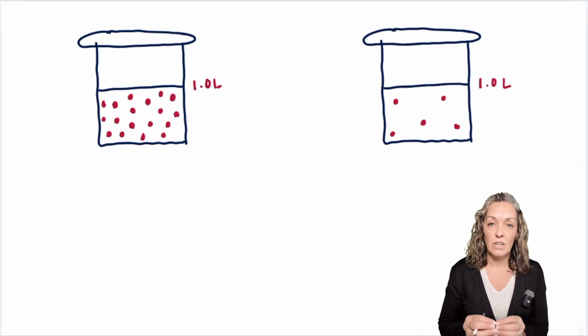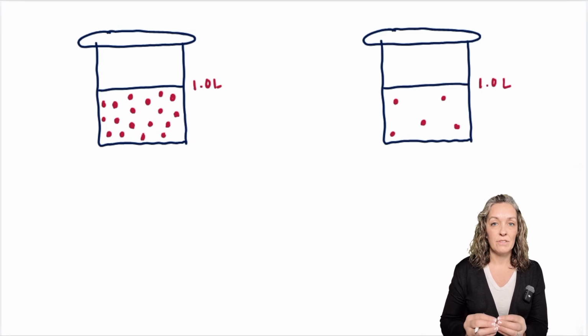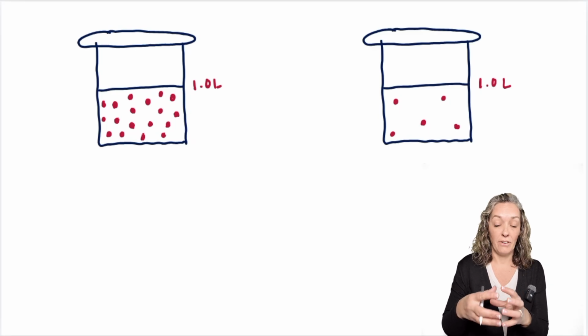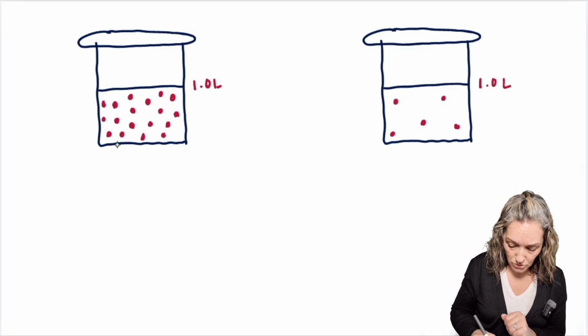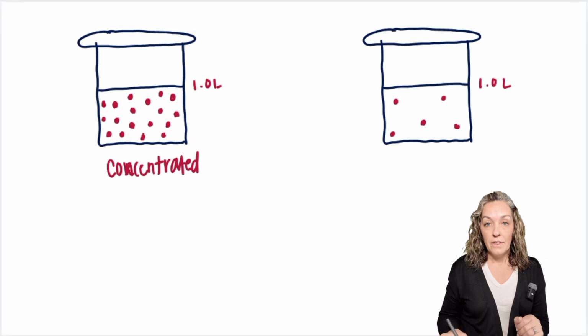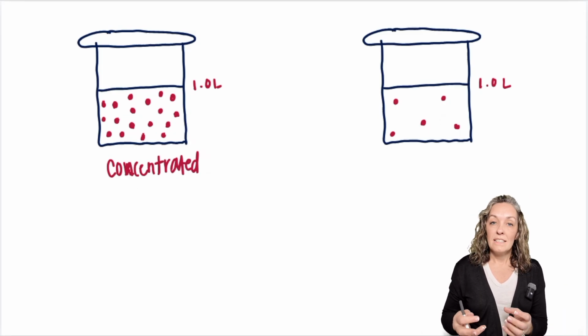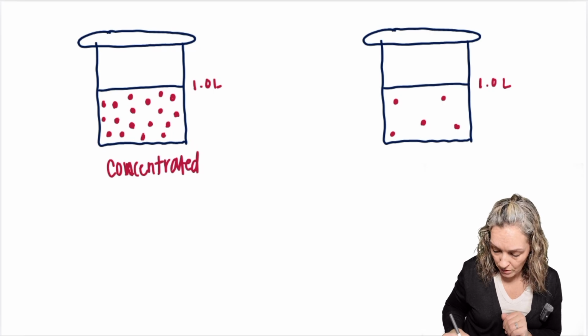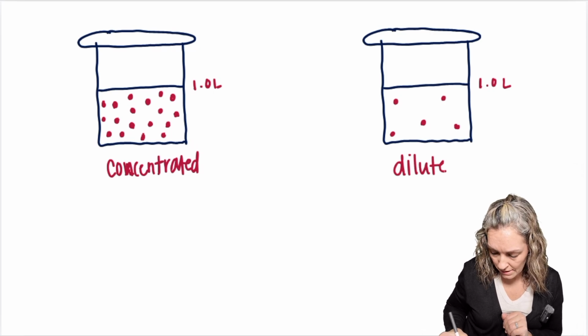If you think of concentration, or that term in your everyday life, if something is concentrated, that means that there's a lot of things confined to a small space. Same is true here. We would refer to this as a concentrated solution. This beaker over here does not have as many particles dissolved in the solution, and we would refer to that as a dilute solution.